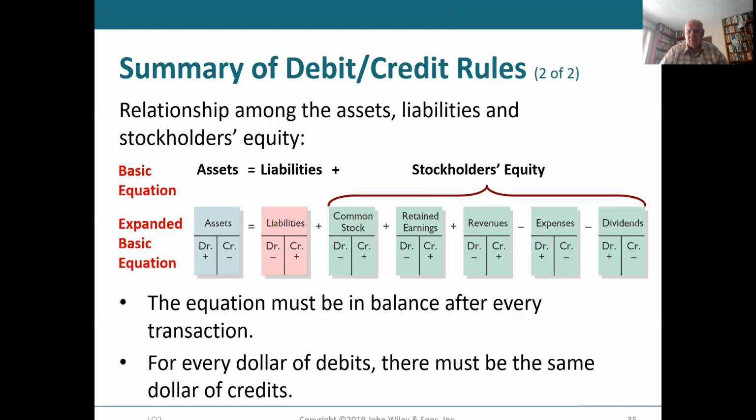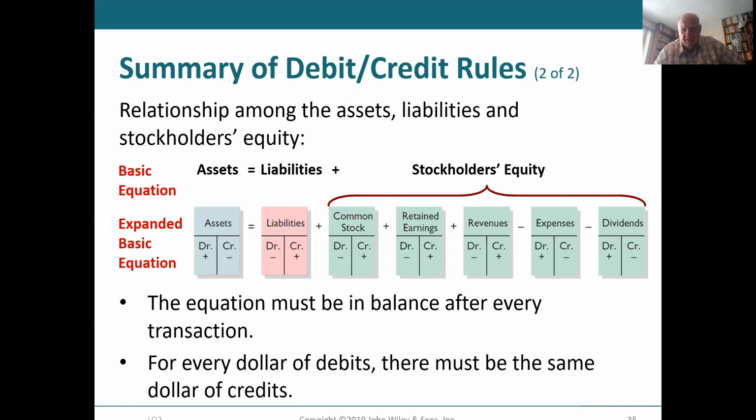Here's another chart, maybe you can study from this chart. Assets equals liabilities plus common stock, plus retained earnings, plus revenues, minus expenses, minus dividends. Let's look at it this way. Assets have a normal debit balance. Since assets equals liabilities plus stockholders' equity, liabilities therefore have to have a credit balance and equity has to have a credit balance.